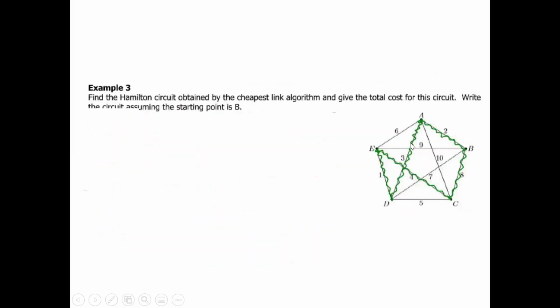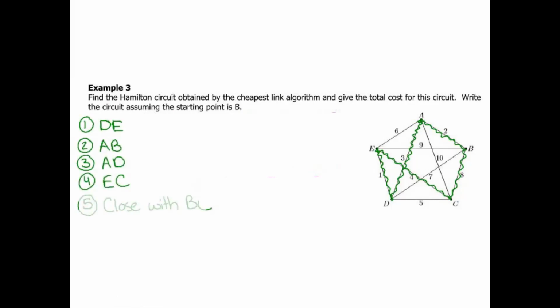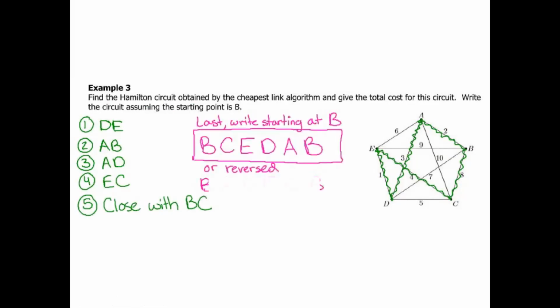All right, so then let's go ahead and have you guys try this one using the cheapest link algorithm as well. So looking at this part here, we're going to start off with DE, then AB, then AD, EC, and you'll close with BC. And once you calculate that, this will go ahead and give you the path for the cheapest link algorithm.